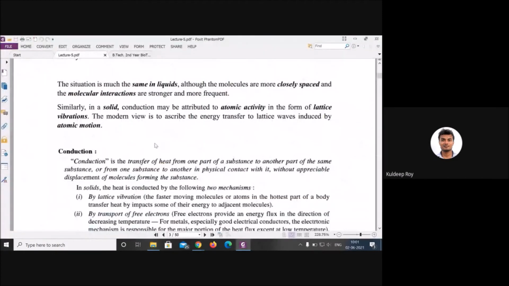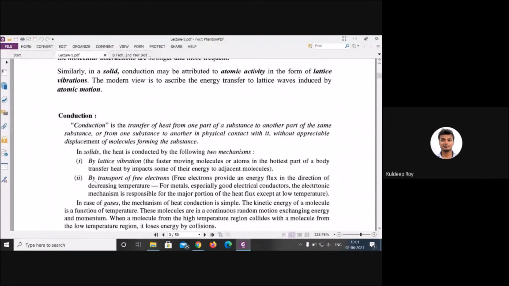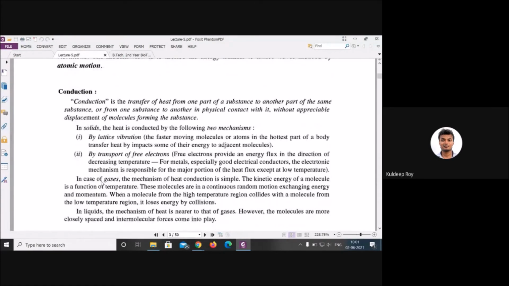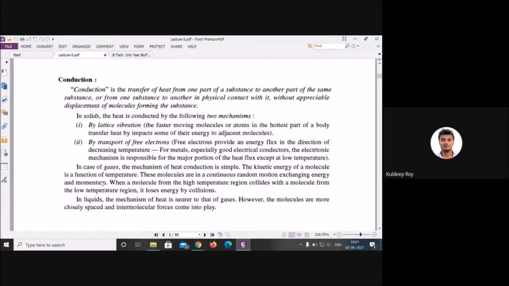Another mechanism will be the transfer of free electrons. Free electron means if it has some kind of charge or any kind of energy, then it will transmit from higher to lower.